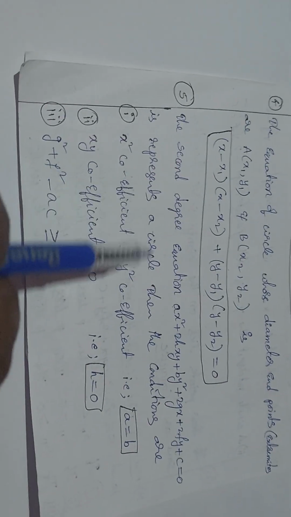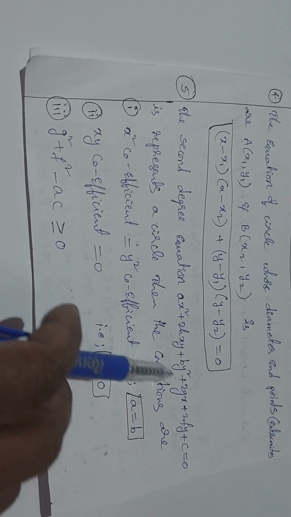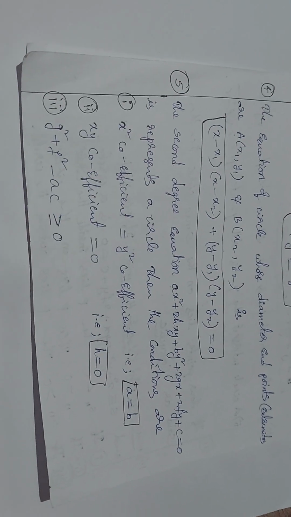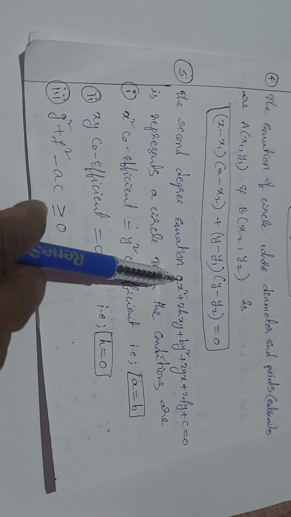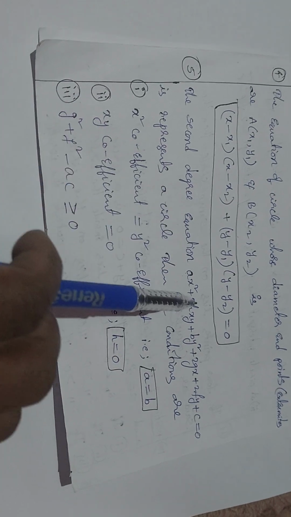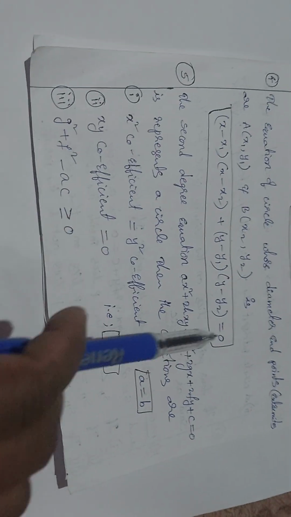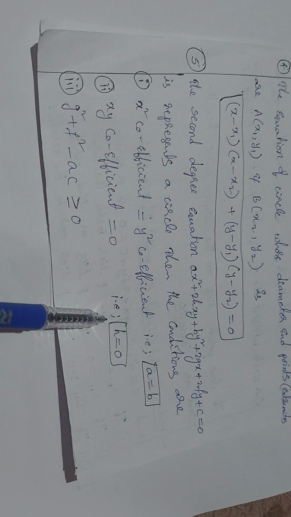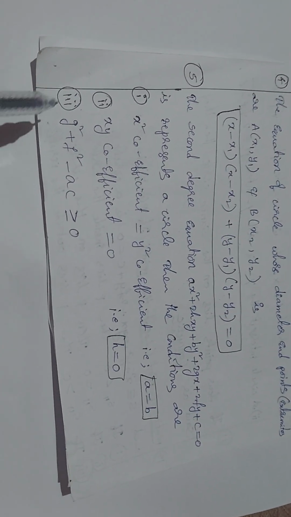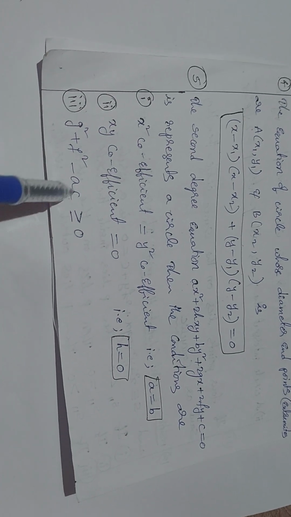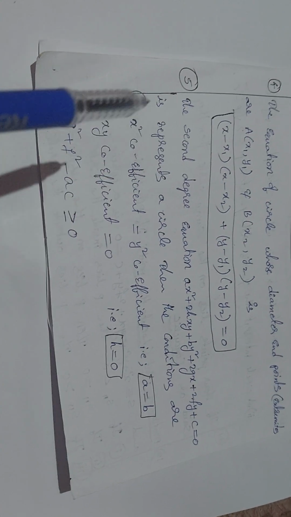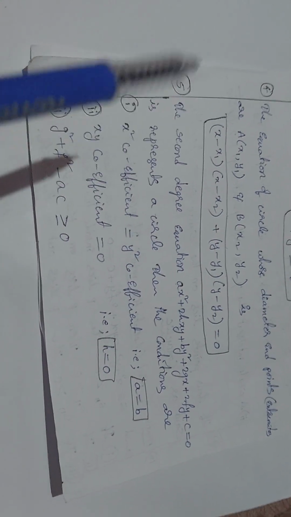Next, the second degree equation ax square plus 2hxy plus by square plus 2gx plus 2fy plus c is equal to 0 represents a circle. Then the conditions are: the x square coefficient is equal to the y square coefficient, so here a is equal to b. The second condition, the xy coefficient is equal to 0, means 2h is equal to 0, that means h is equal to 0. The third one is not mandatory for IPE: g square plus f square minus ac is greater than or equal to 0. Why? Because the radius should always be the positive root value.